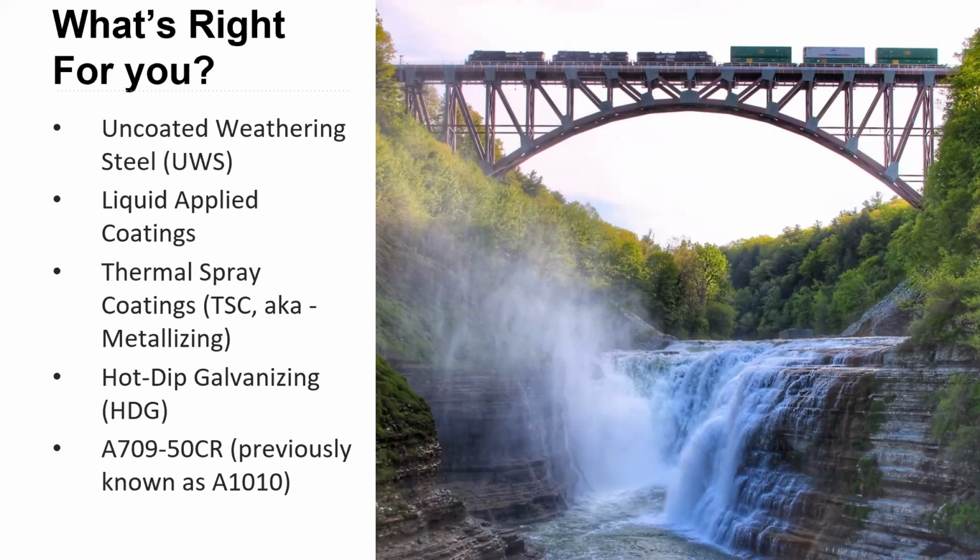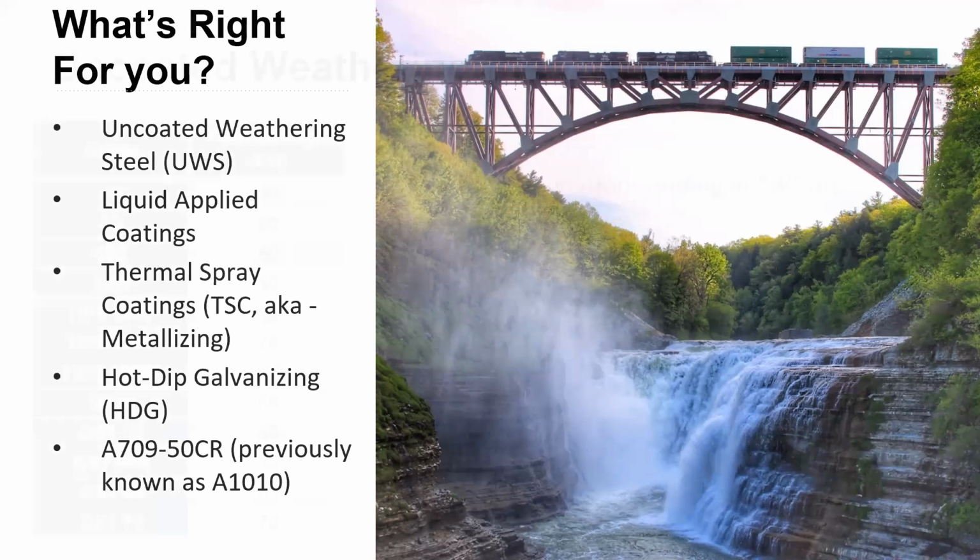But as you can see, the first system we're going to have here is uncoated weathering steel. And I'm not going to steal the thunder of Jennifer and Tom, so I'll let them talk more about that one. Liquid applied coatings is the second one we'll introduce today, otherwise known as paint. The third one is thermal spray coatings, which is also known as metallizing. The fourth one is hot dip galvanizing, which probably most people are familiar with, but we'll touch on that. And then last but not least is A709-50CR. This is a low-grade stainless steel. So I'm going to touch on that. I have one slide on that only, but we're going to touch on that also.